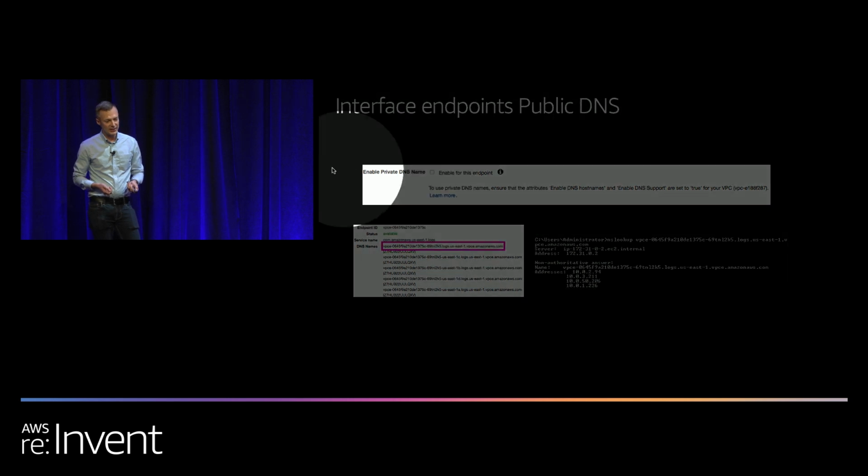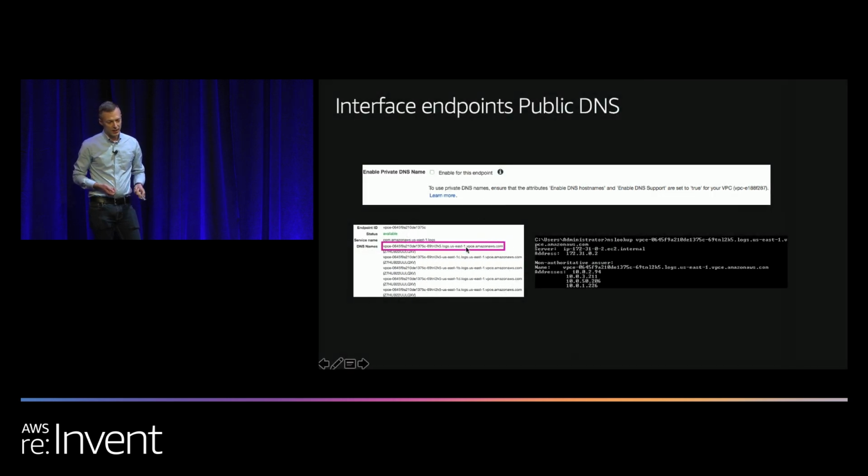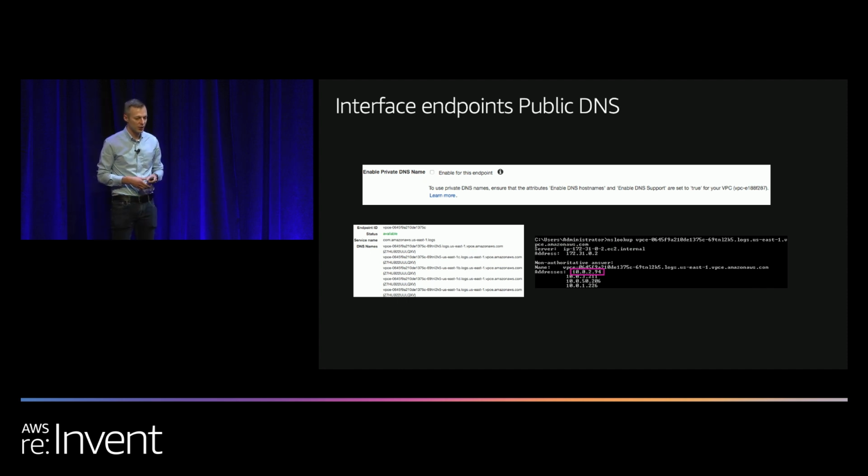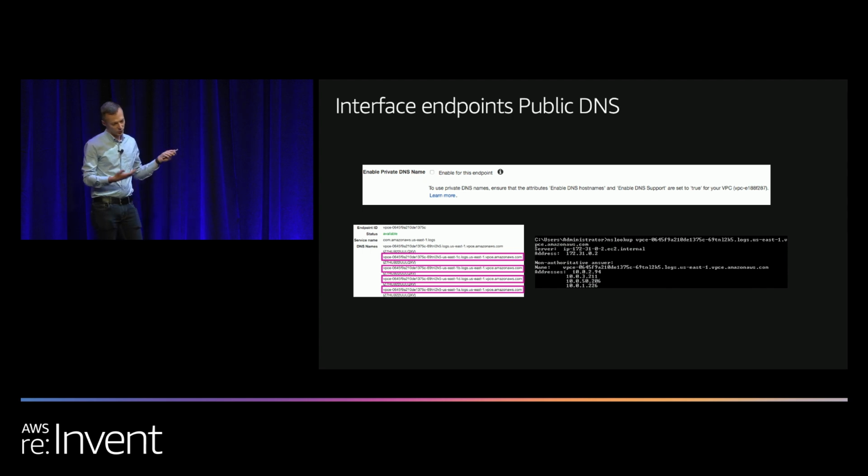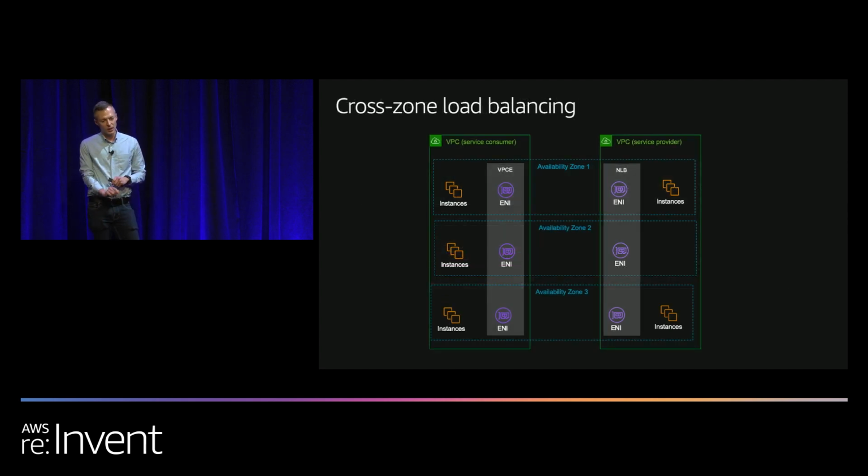So we can see we still get a DNS name here. And that still gets resolved to a private IP address. We just have the ability now to create something like a private hosted zone or some other way to resolve to this endpoint. And we'll have some architectures that go through that. And then we also, again, still have our ENI, and each of the endpoint ENIs has its own DNS name as well.